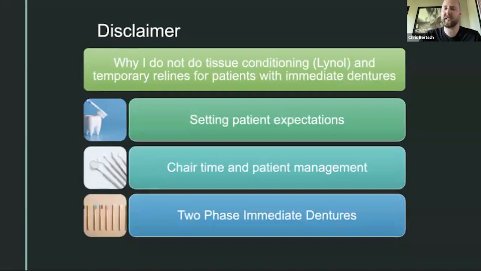And then the biggest reason too is that I do a lot of two-phase immediate dentures. So where we extract the posterior teeth, let that heal for 6 weeks, and then get the denture made. So at the posterior there, it's often stable enough that they can use denture adhesive to help keep the denture in place while the front heals.